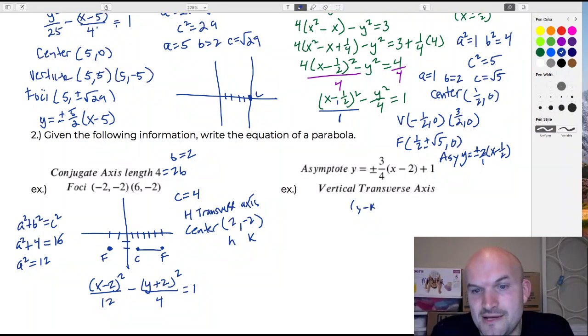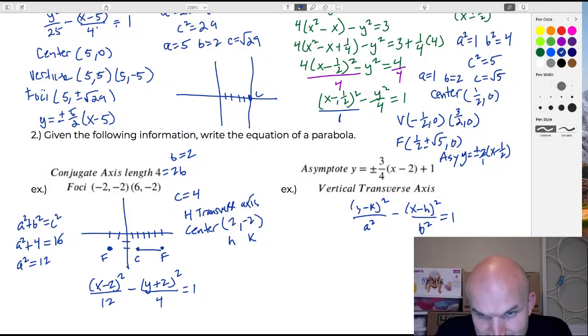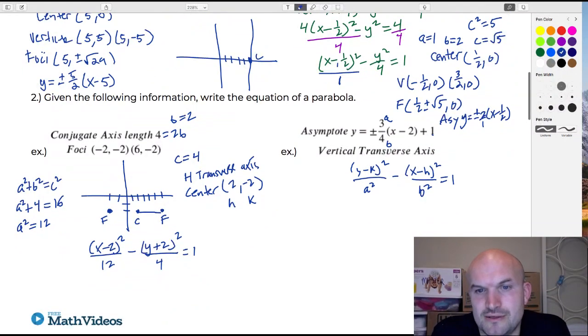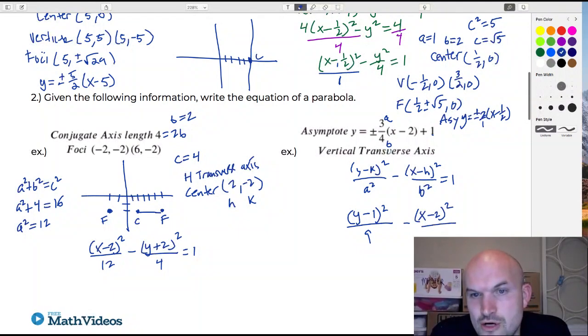Remember, it is y minus k squared over a squared minus x minus h squared over b squared is equal to 1. So in this case, we have x minus h, which is 2, and then that's going to be our k, and since it's vertical, that means that's going to be our a, and that's our b. So I can just simply plug this in here. So this would be y minus 1, because that's k, so be careful with that, all over a squared, which is 9, minus my x minus 2, that's already in the form that I want, squared, over b squared, which is 16, equals 1.